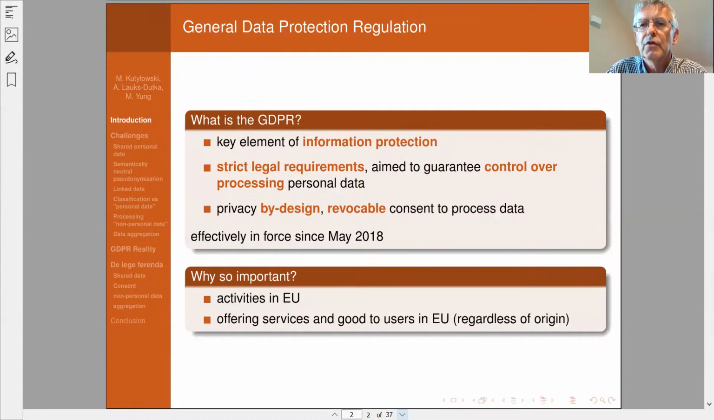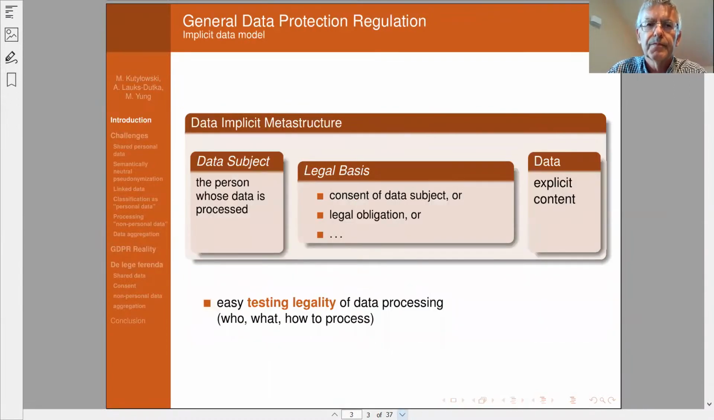And we have 2 years of experience with GDPR. Why is it so important? It's not only European, because it concerns also all activities around the world when considering offering goods and services inside Europe, regardless of the region.